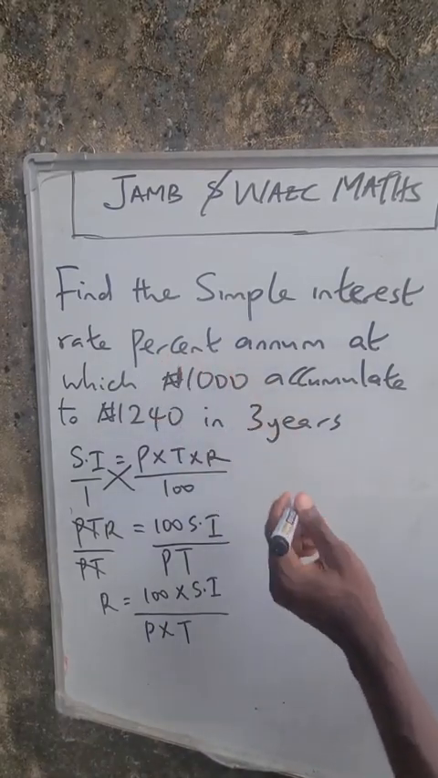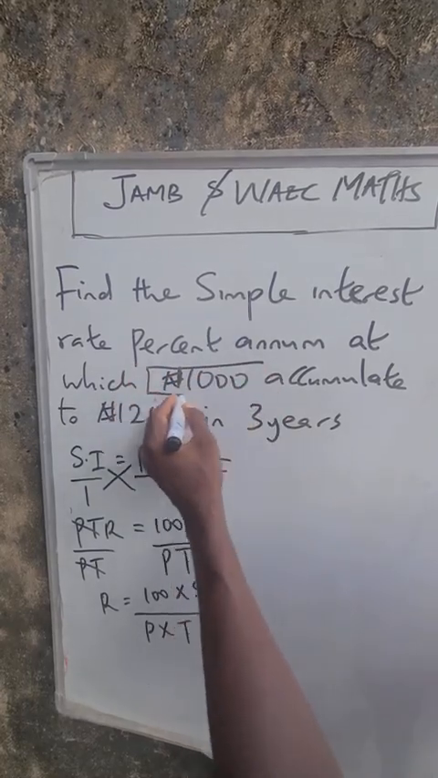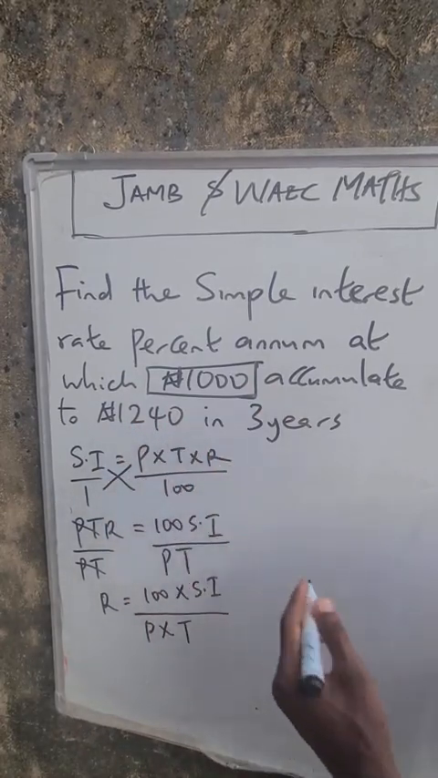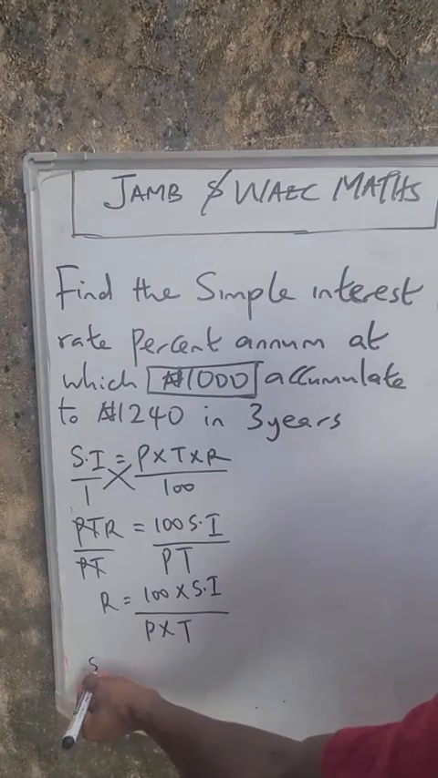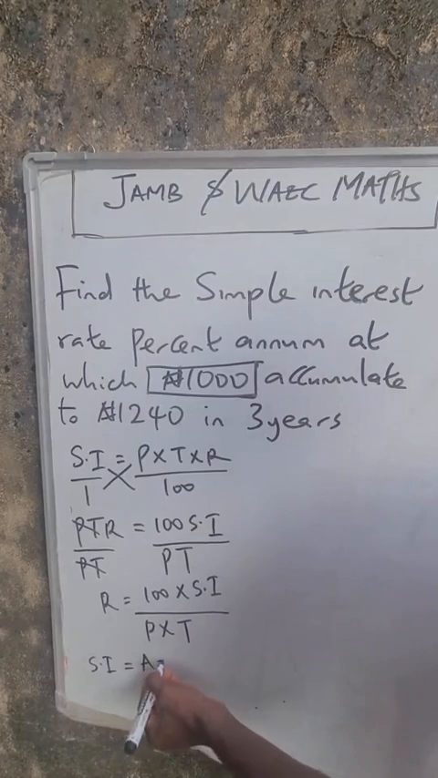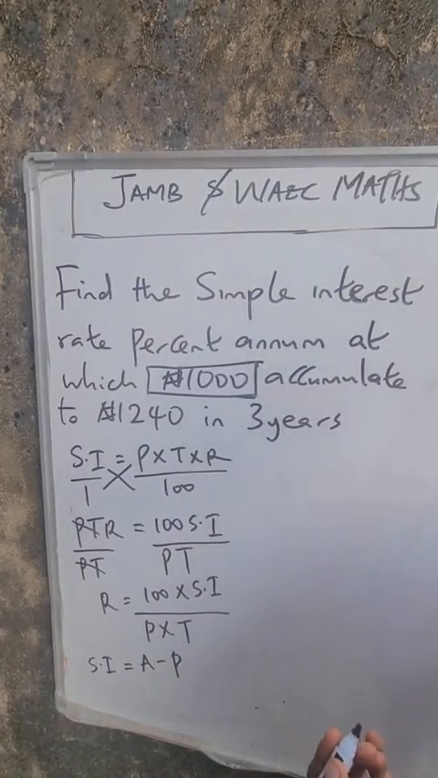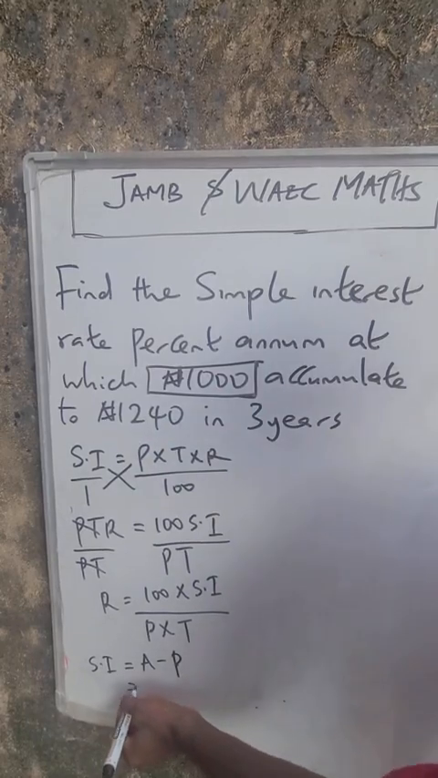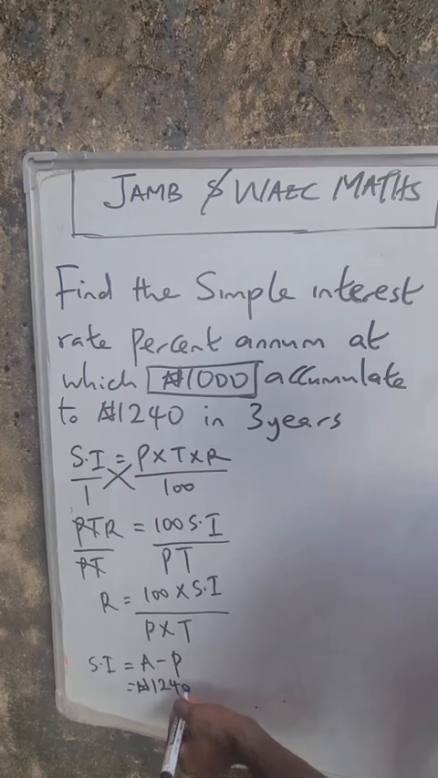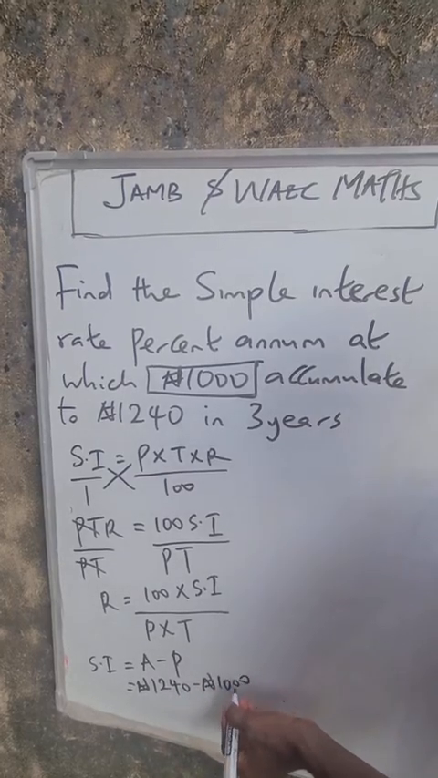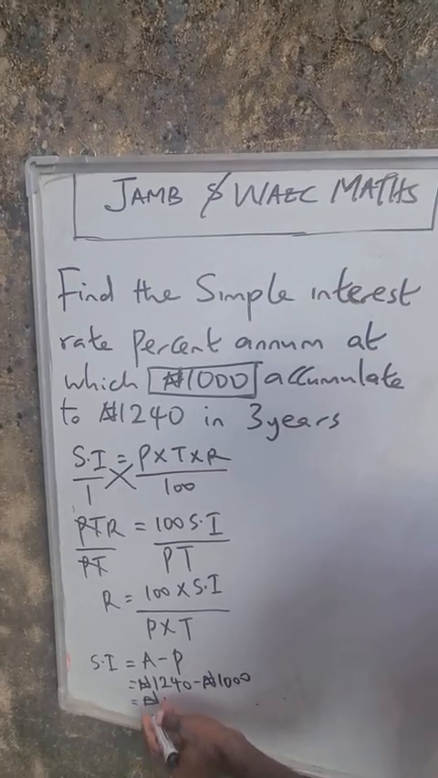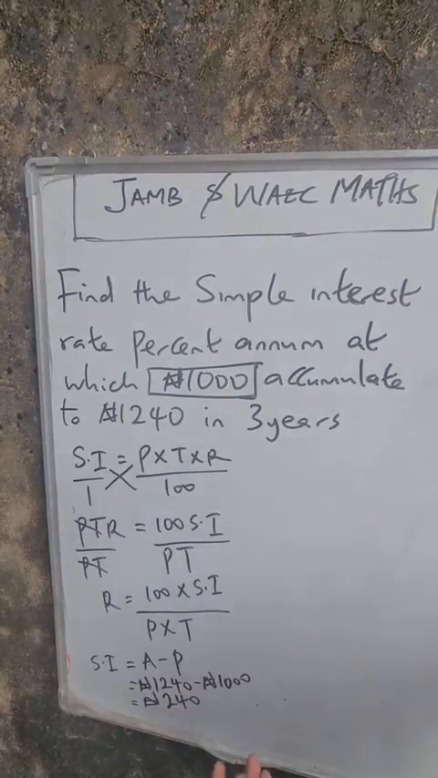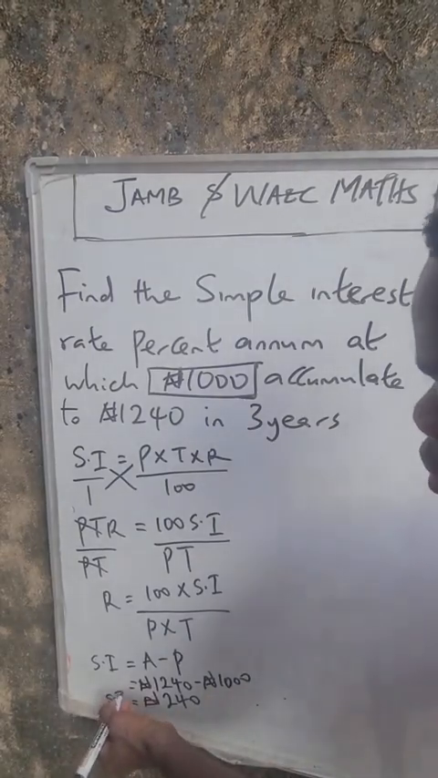Now looking at this question very well, you discover that this 1000 naira is the principal and it amounts to 1240. That means for our interest, you know that simple interest is the same as amount minus what? Principal. And that's how we get our simple interest. So the amount is 1240, minus the principal, which is 1000, and 1240 minus 1000 is 240 naira. So that is the simple interest.